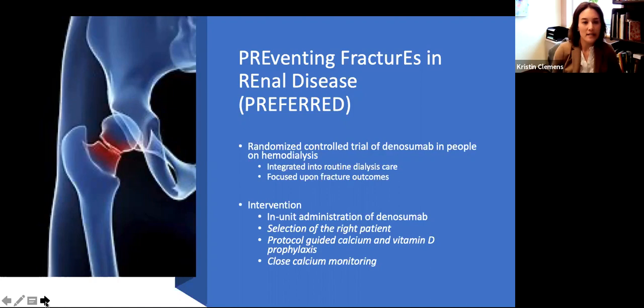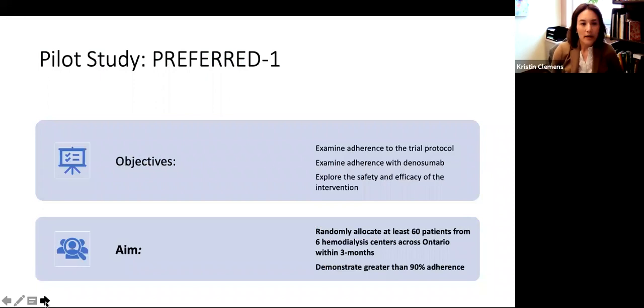So before we conduct a large trial, we'll be advancing a pilot study focused in Ontario. Our objectives are to examine adherence with the trial protocol, to examine how well people stay on denosumab, or their adherence to the drug, and then to do some exploration of the safety and efficacy of the intervention. Our hope is that we can randomly allocate or recruit 60 people across 6 hemodialysis centers in our province within 3 months. And we'd like to demonstrate greater than 90% adherence to help us to tell whether a larger trial will be feasible. Next slide.